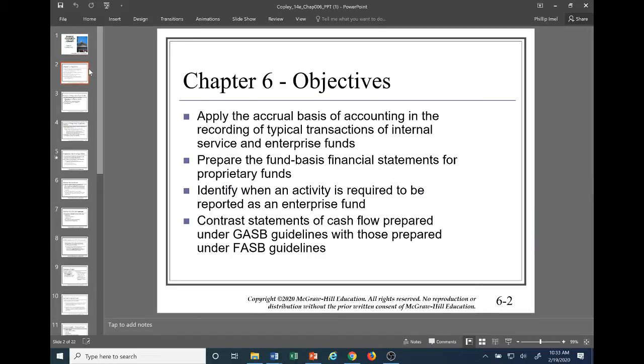Okay, so let's just get into this chapter a little bit. Some of the objectives for chapter 6: we want to apply the accrual basis of accounting and the recording of typical transactions of internal service and enterprise funds. We want to prepare the fund basis financial statements for proprietary funds. Identify when an activity is required to be reported as an enterprise fund. And then we want to contrast the statements of cash flows prepared under FASB and GASB, because if you recall, there are some similarities and some differences between the two that we mentioned a little earlier in the semester.